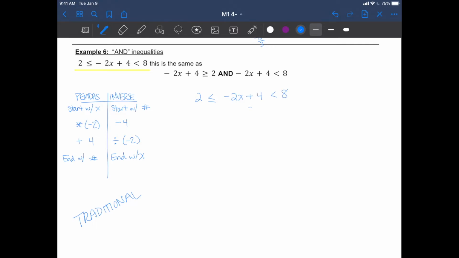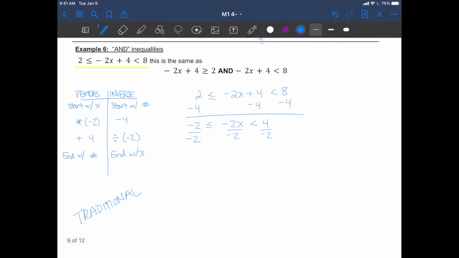Okay, now I'm going to subtract 4 from all sides. So notice I subtracted it from the middle, the right, and the left. Okay, whatever I do, I have to balance everything. So this is negative 2 is less than or equal to negative 2x less than 4. And now I have to divide everything by negative 2. Now, because I'm dividing by negative 2, that also changes all of my inequality symbols.